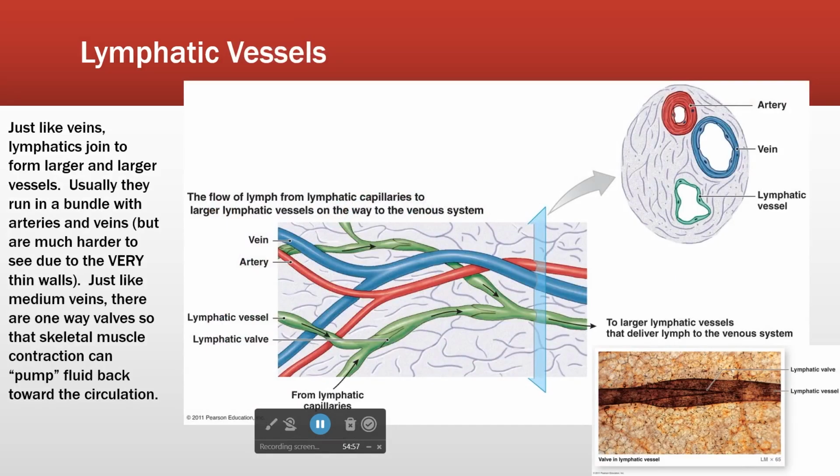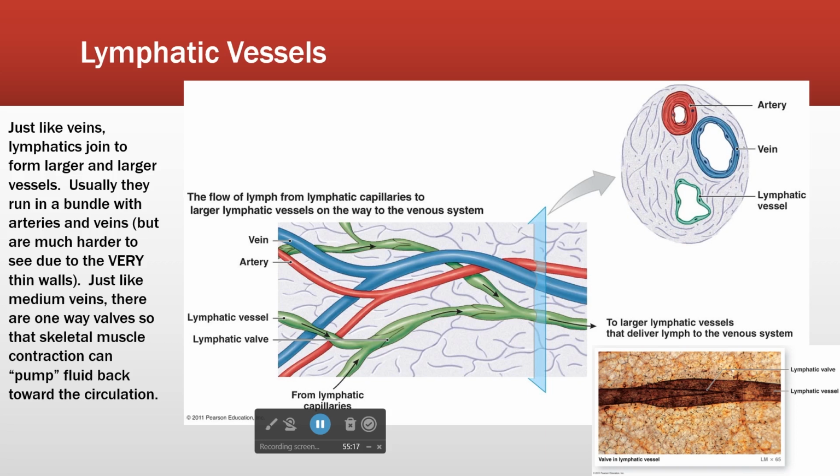Just like veins, lymphatics join together in ever bigger vessels. They usually run in a bundle with arteries and veins. You've seen a few of those by now, right? Where the arteries and veins are sort of bound together, there's a lymphatic in there too. Like I said, they're just very hard to see because their walls are so thin.